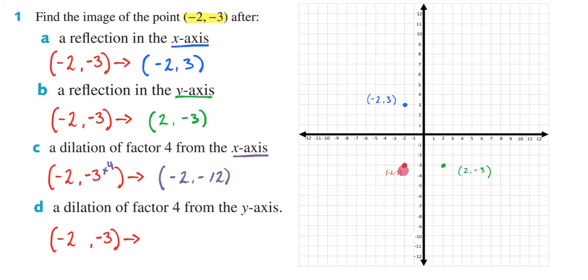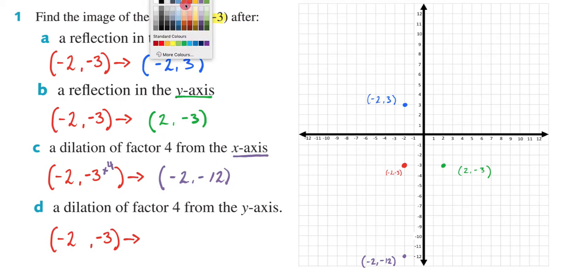So I come here, here's my original point. I'm dilating it by a factor of 4 from the x-axis, which means it's going to move here. So let's note the fact that my x value stays the same, my y value changes. So when I'm dilating from the x-axis, my y value is going to change.